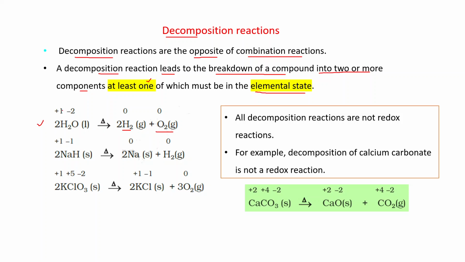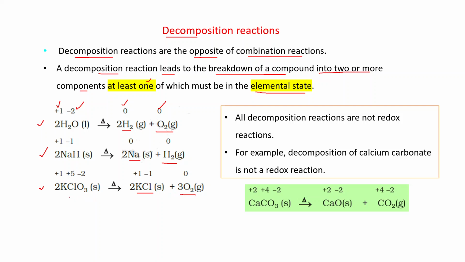Just see the change in oxidation number. Hydrogen goes from plus 1 to 0 and oxygen from minus 2 to 0. In a similar way, this is the decomposition of sodium hydride, NaH, to give Na and H2. This is the decomposition of KClO3, potassium chlorate, to give KCl and O2.